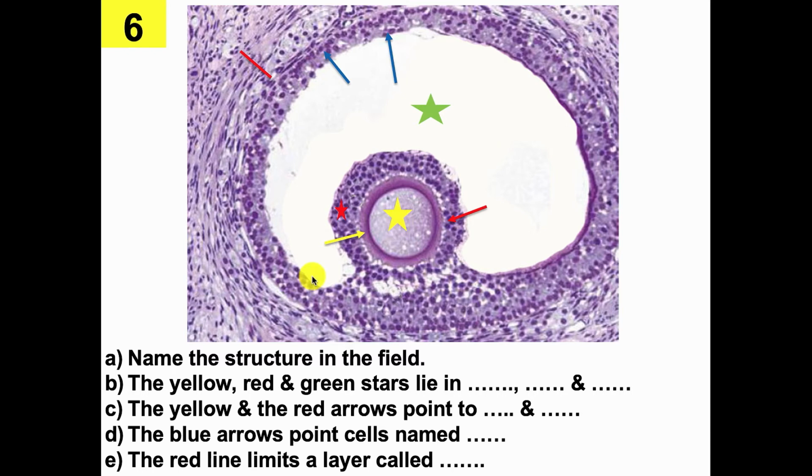Number C, here the yellow and red arrows. Yellow arrow, it denotes the zona pellucida. The red arrow here denotes the corona radiata cells. The blue arrows point to cells named the granulosa cells. The red line limits the layer which is called theca folliculi. So here is the outermost layer, after the basement membrane, which is the theca folliculi.